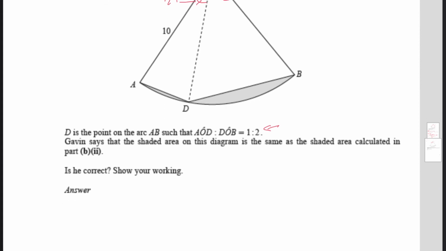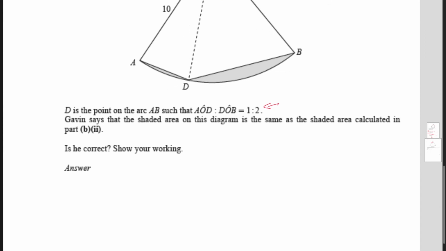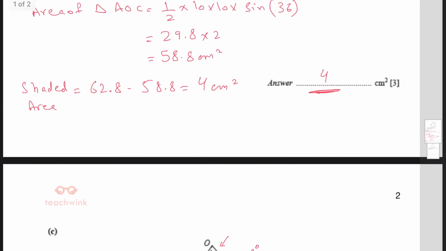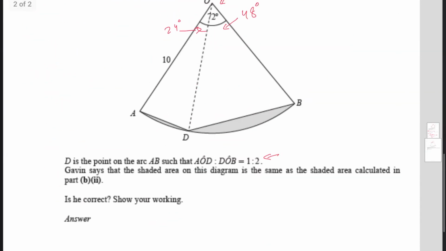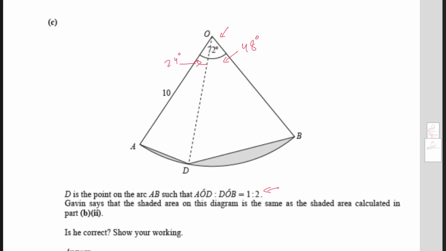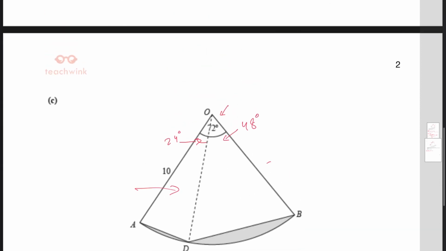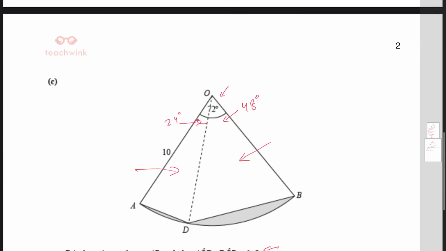So the question is, Gavin says that the shaded area on this diagram is the same as the shaded area calculated in part D2. Is he correct? Show your working. So we have to compare the area we find here to the area we found here, which is 4. We already have the area of the entire sector. So area of AOB was 62.8 centimeters squared. We can find the area of this triangle and this triangle, added together and again subtracted from 62.8. We'll get the shaded area.